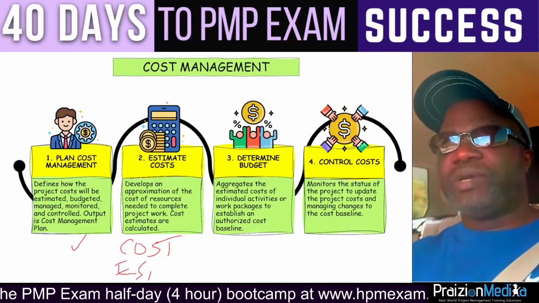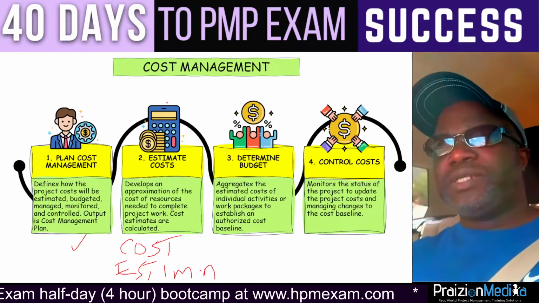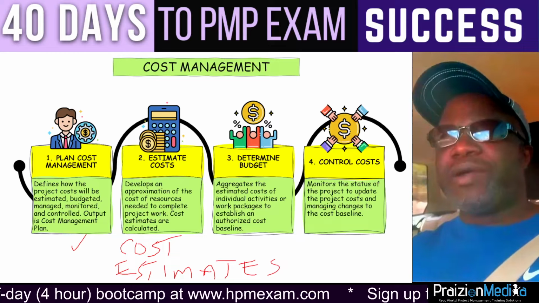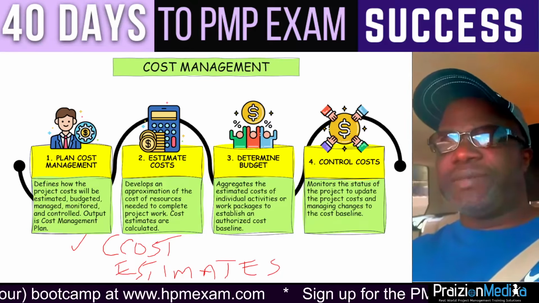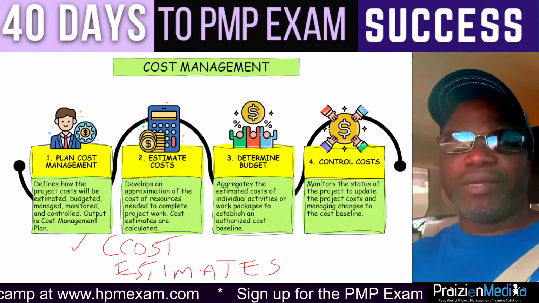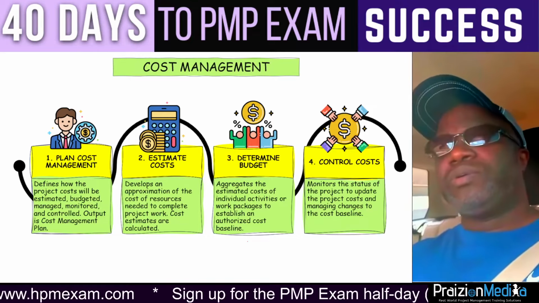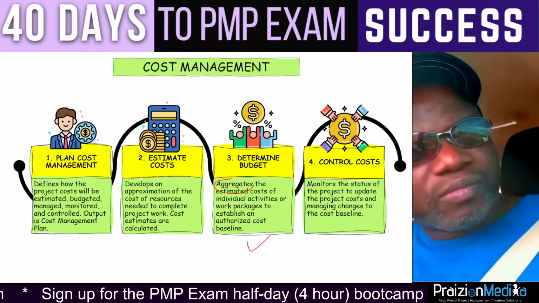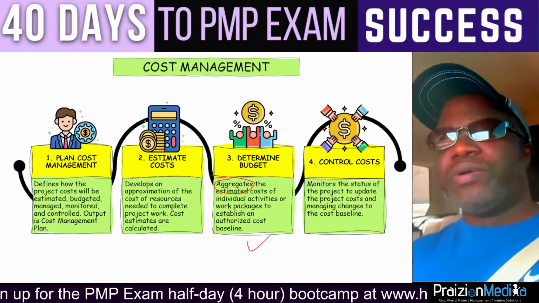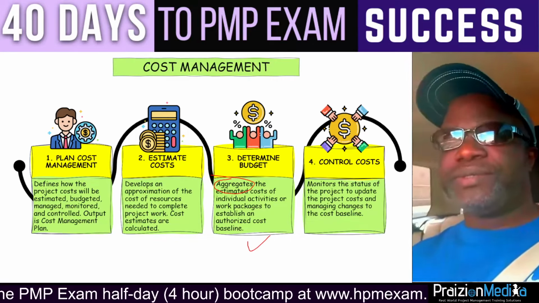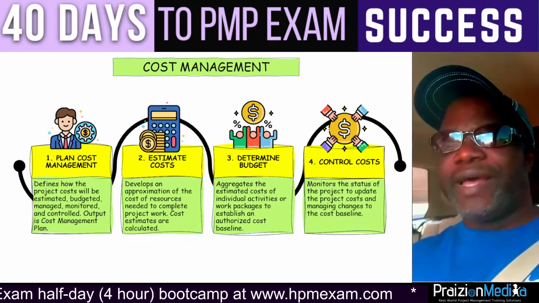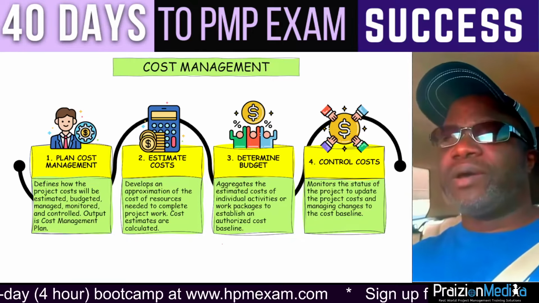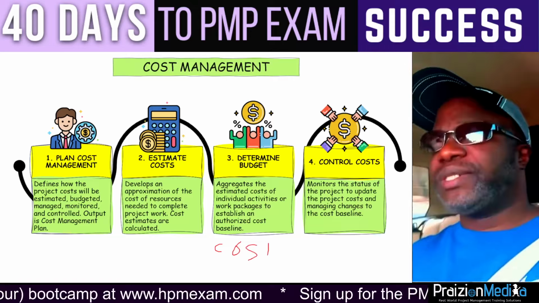Then we go into determine budget. In determine budget, we are aggregating all of the cost estimates that we just came up with in estimate cost. We aggregate them, we put them all together, and then we know what the budget number is, and that's the difference between estimate cost and determine budget.